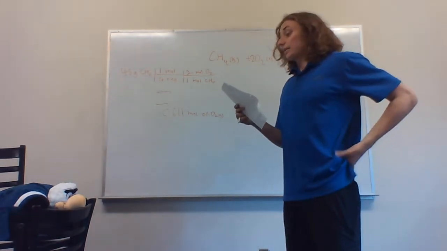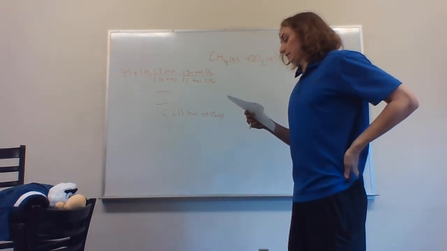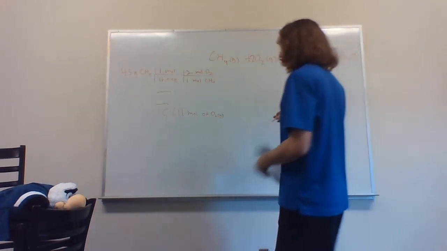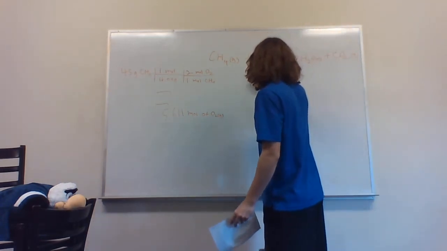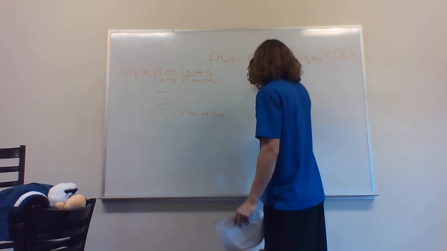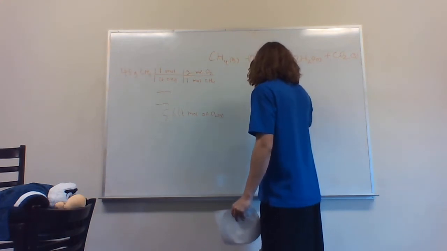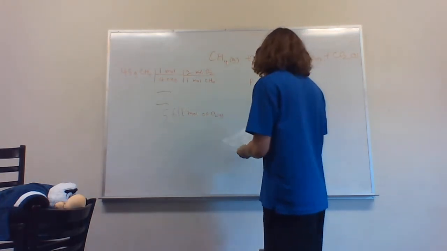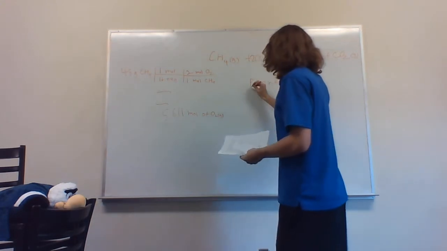So the original question was asking what volume of oxygen is needed. So we look at the gas formula we use for like everything. P times V is equal to N times R times T. And it's asking for volume of oxygen. So we can divide both sides by P.